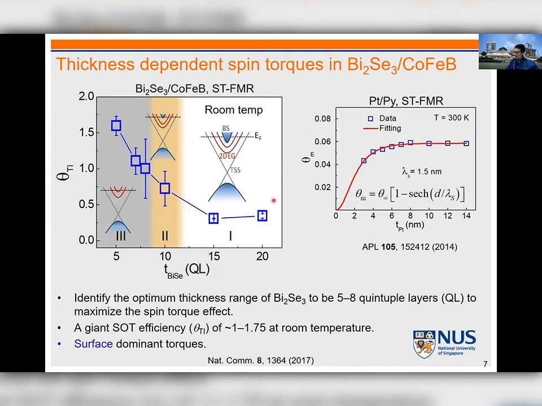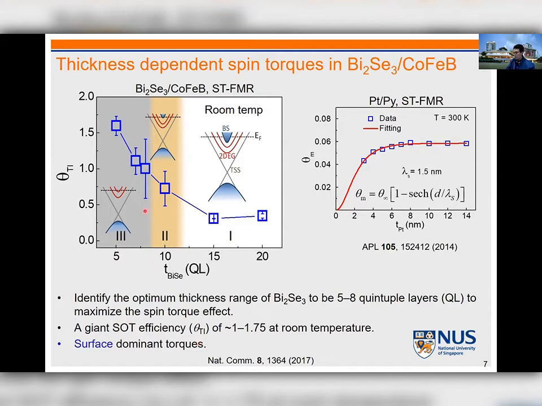This is in big contrast to conventional bulk spin Hall materials like platinum. In that case, we have to increase the film thickness; the effect initially increases and then saturates, showing a conventional bulk spin Hall effect. So you can see that bismuth selenide has the opposite thickness trend, and we can attribute this to the surface dominant effect.